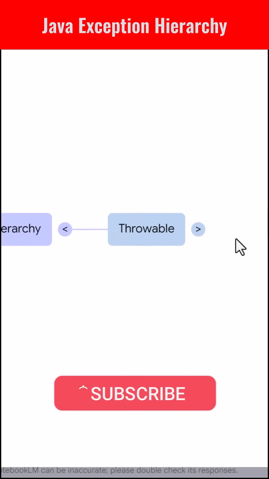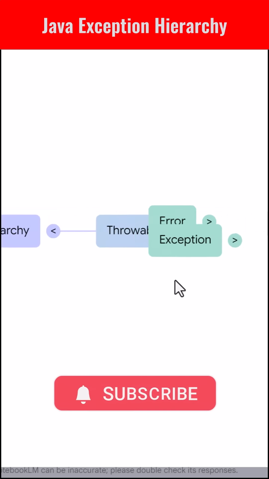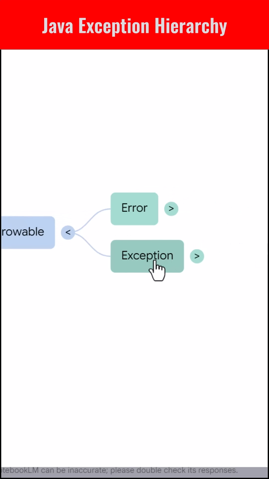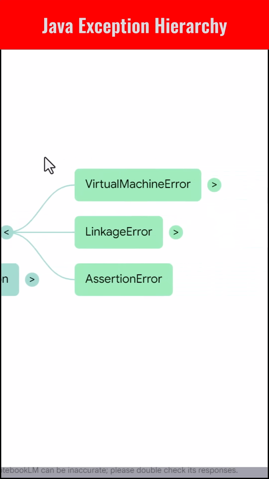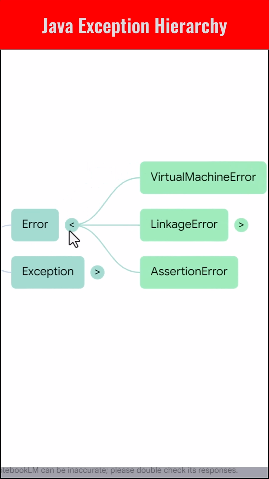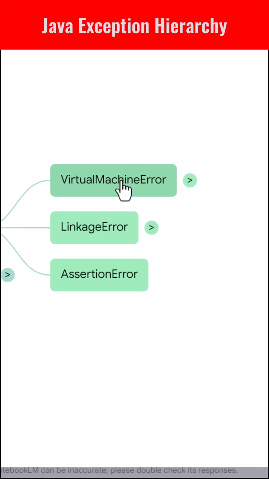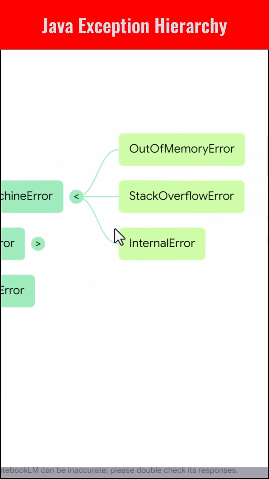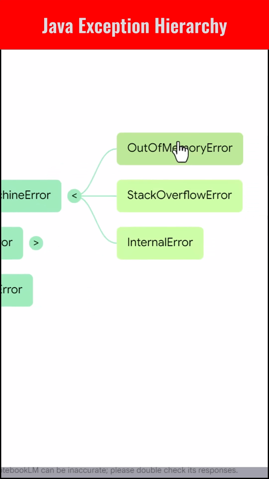We start at the very top, Throwable. Throwable is the parent of everything Java throws. It has two major children, Error and Exception. Errors represent problems the application cannot recover from. These usually come from the JVM. Under Error, we first have VirtualMachineError, which includes OutOfMemoryError, when memory is exhausted, StackOverflowError, when recursion goes too deep, and InternalError, when the JVM itself hits unexpected issues.